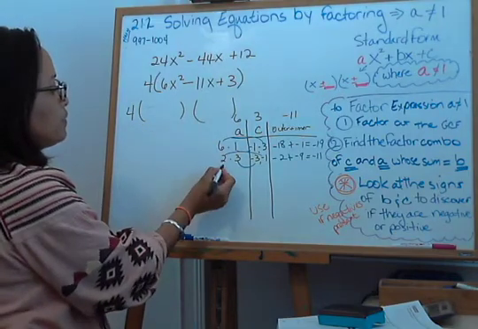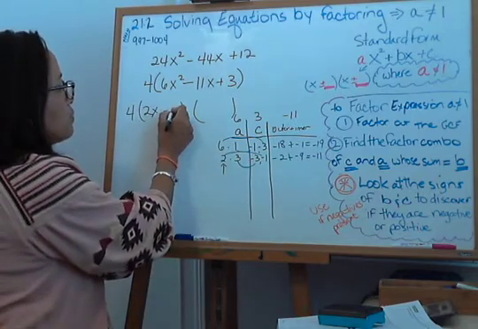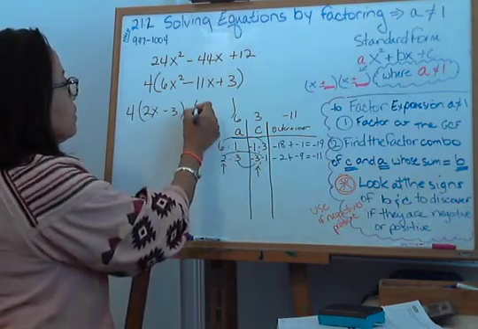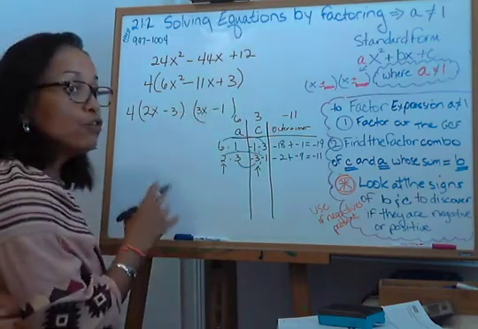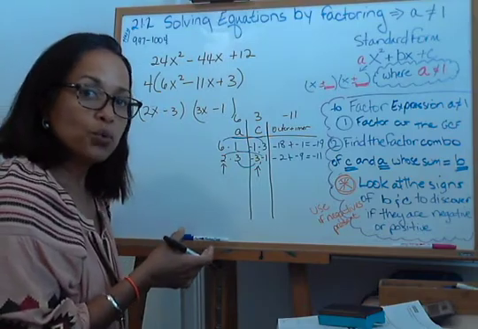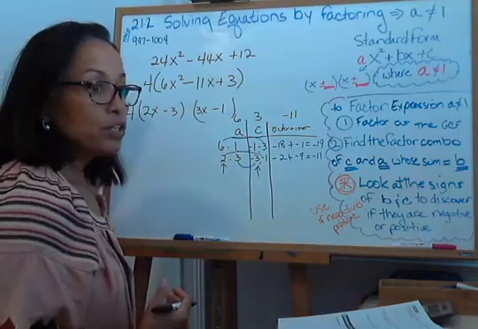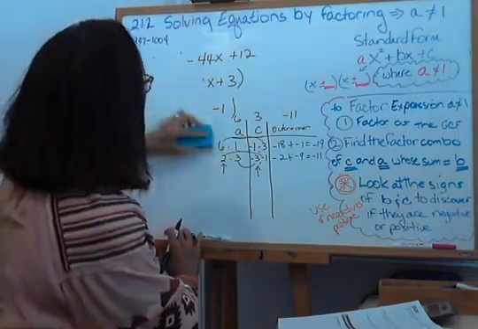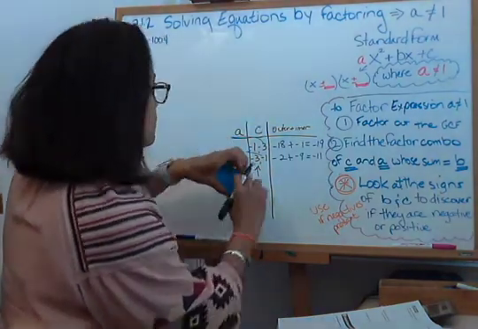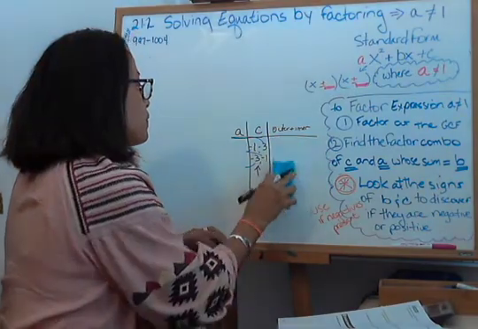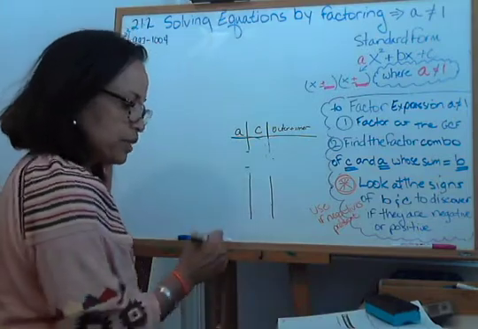I have, this is the first coefficient, 4 times 2x minus 3, times 3x minus 1. You can use FOIL to check this. Always check your work, but it's as easy as that sometimes. Well, let's see if we can do another one of these. All right, let's go for this one.